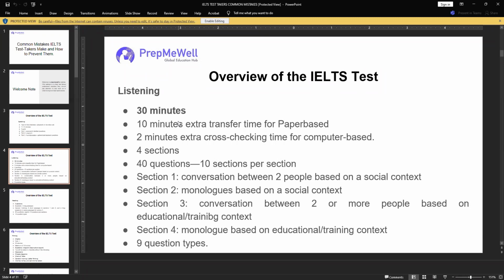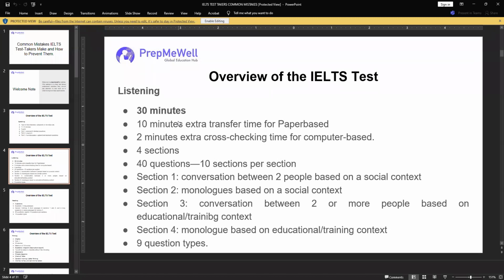In the first section, you hear a conversation between 2 people. There was one on job adverts, searching for a job. In the audio, someone was calling a friend to find out about an agency that helps people get jobs relating to marketing, customer service, and administrative roles, basically.